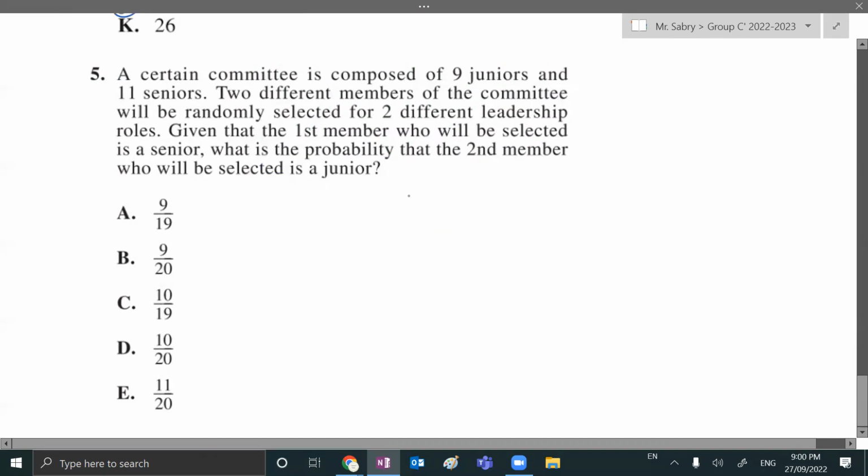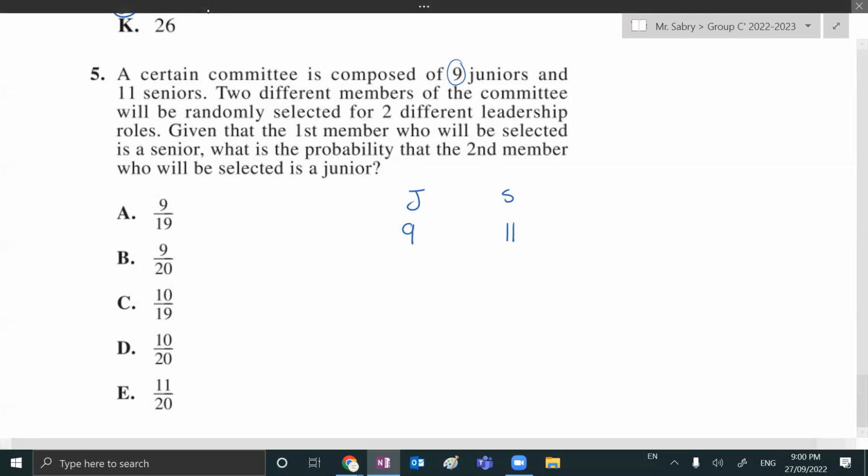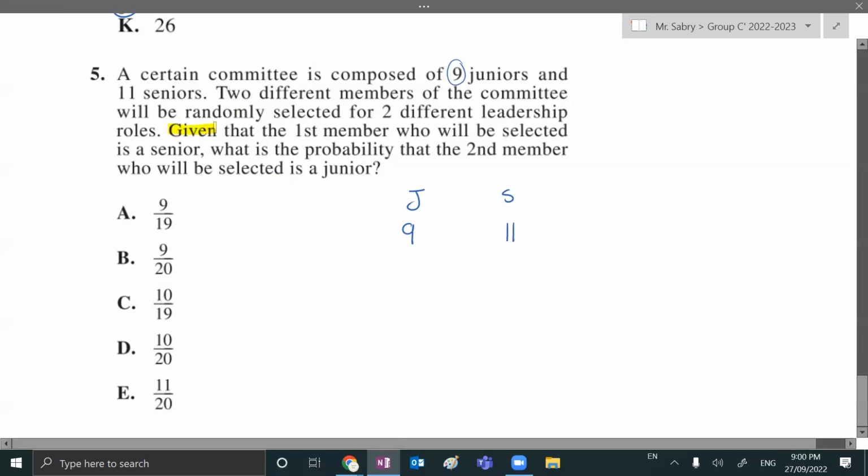I'll write it down right away. Apparently there are juniors and there are seniors, so I'll write 2 letters and divide them. 9 juniors, so here's 9. 11 seniors, here they are. 2 different members of the committee will be randomly selected for 2 different leadership roles. Here's the important part. Given that the first member who will be selected is a senior, so the first member is already a senior, what is the probability that the second is a junior?